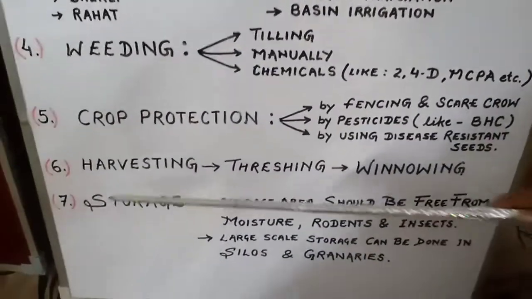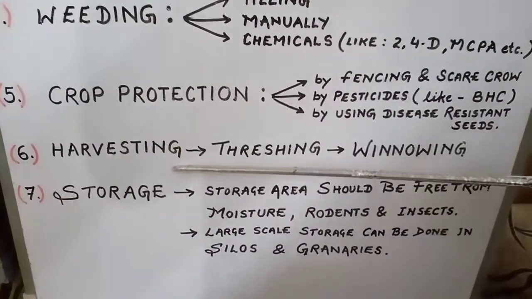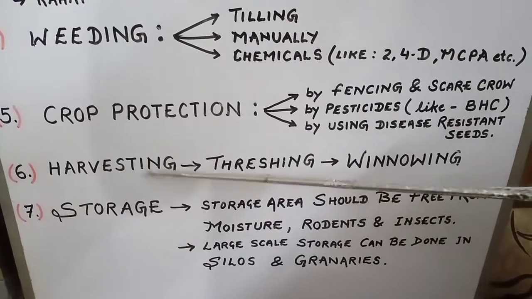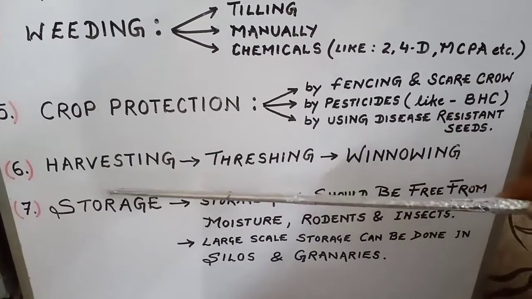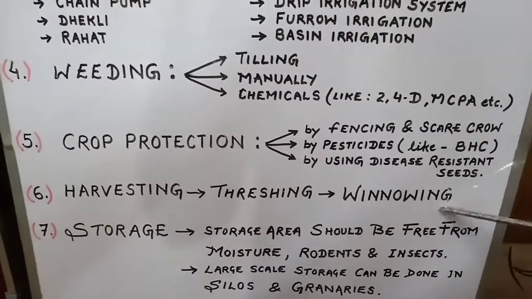Now the next step is harvesting. Harvesting means cutting of crops after maturation. It is done by sickle, harvester, then threshing and winnowing is done to separate the grain from the straw.